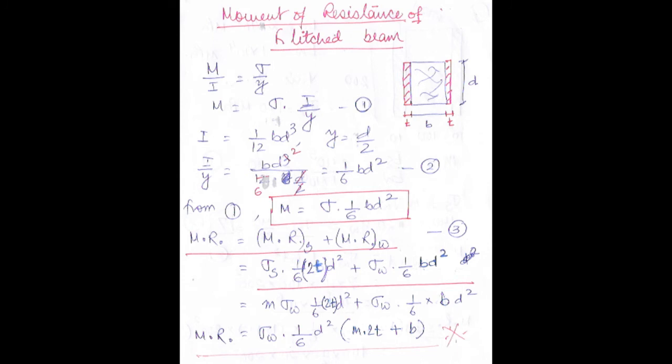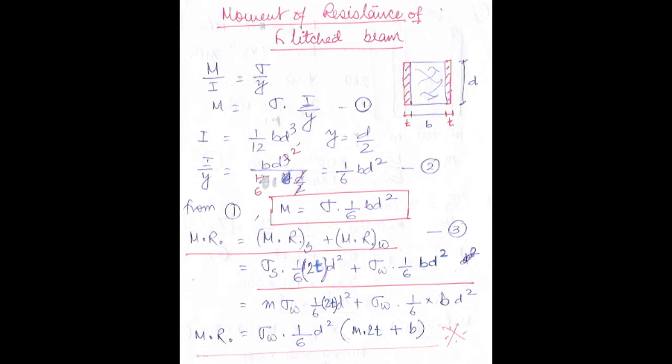Next we can put the value of sigma s equal to m into sigma w, that I have just shown you in the previous slide. You put the value over here and continue the equation. In the last line, the Mr expression will be, from both the terms we can take sigma w 1 by 6 d square common. Then within the bracket it will be m into 2t plus b. So this is the expression for the moment of resistance of a flitched beam.